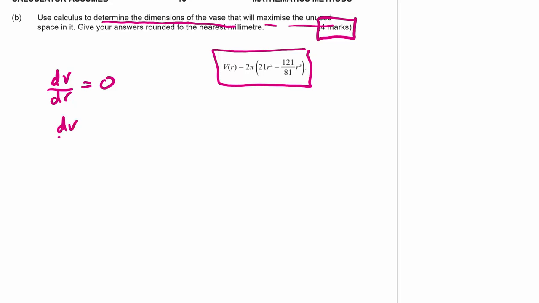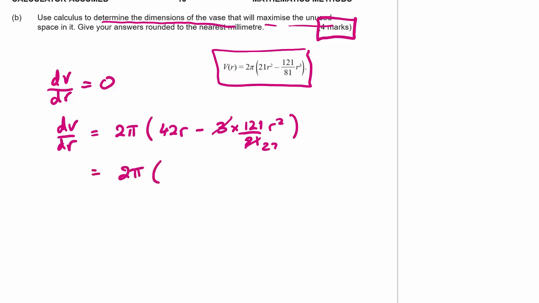Now for 4 marks, I suggest we show some working here, especially since this is not difficult to differentiate. So dV dr is going to be 2 pi, 42r take away 3 times 121 over 81 r squared. And of course we can do some cancelling there. So that's going to be 2 pi, 42r take away 121 over 27 r squared. And if that's going to be 0, that means that 42r take away 121 over 27 r squared is equal to 0.